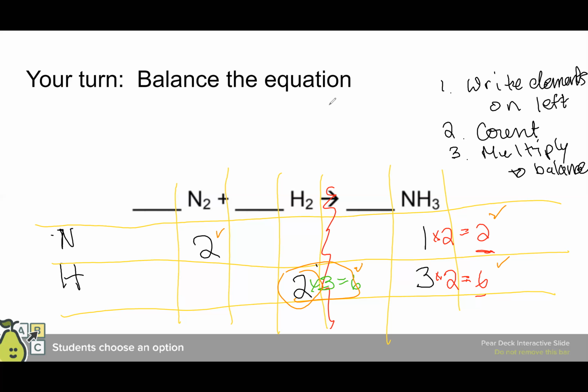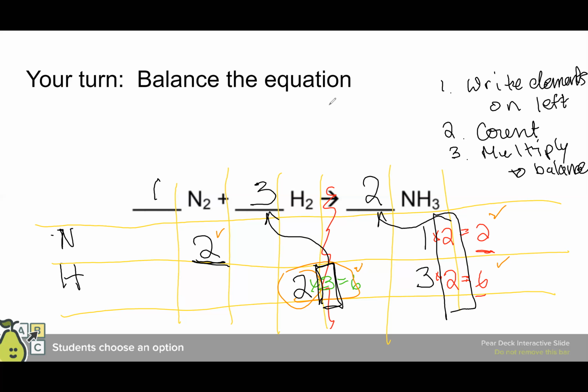I'll use black again. So here I don't transfer anything really. I could leave it blank or put in a 1, because I did not multiply anything under the nitrogen column. Under the hydrogen column, I multiplied this one by 3. So I'll put the 3 up here. This 3 goes right up there. And my last column here, I have multiplied that column by 2. So I'm going to put that number 2 right up there.